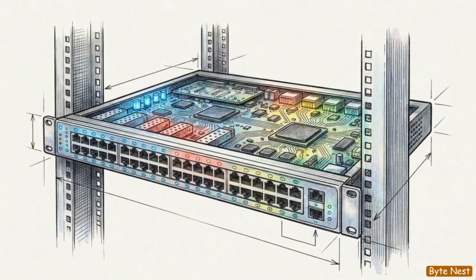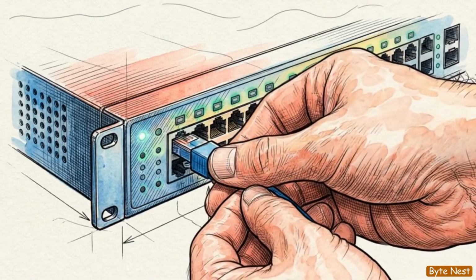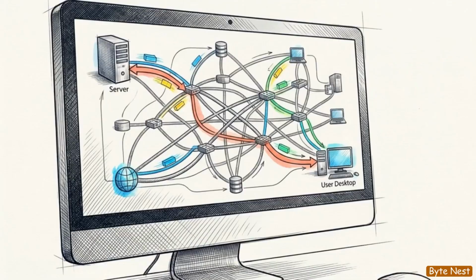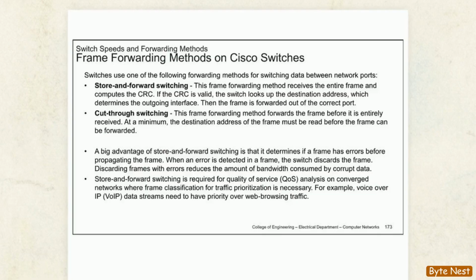This ability to automatically learn and map its environment is what makes a switch a smart device. You don't have to program the map yourself. You just plug in the cables and the switch figures out the rest. Knowing where to send the data is only half the battle. The switch also has to decide exactly how to move that packet of information, balancing speed against accuracy. This engineering text shows the two main methods switches use to move those packets: store and forward and cut-through switching.